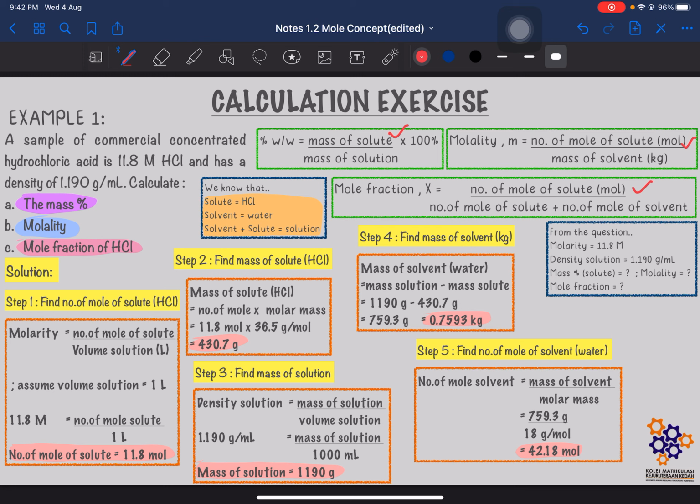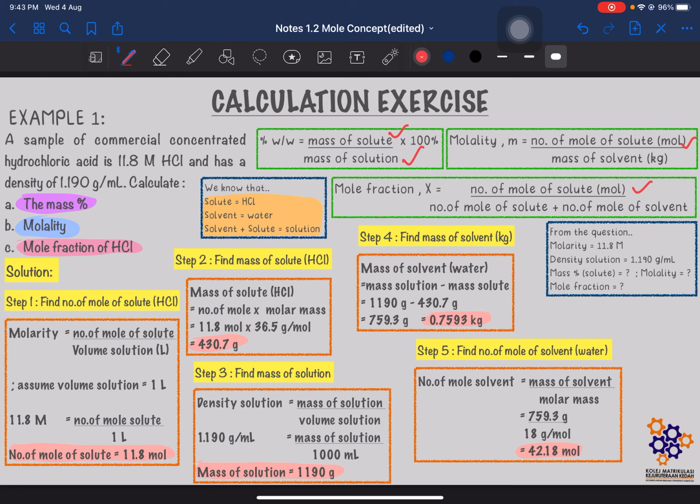Okay, now soalan yang mass percentage by mass ni, dia perlukan mass of solution here. Okay, so kita nak cari mass of solution, dia bagi kita dekat soalan ni, dia bagi kita density. So ingat, density solution is equal to mass solution divided by the volume solution. Kita dah ada density, kita dah ada volume yang kita convert jadi ml. So kita boleh cari mass solution. Okay, so mass solution kita dapat 1190 gram. So now mass solution pun dah settle.